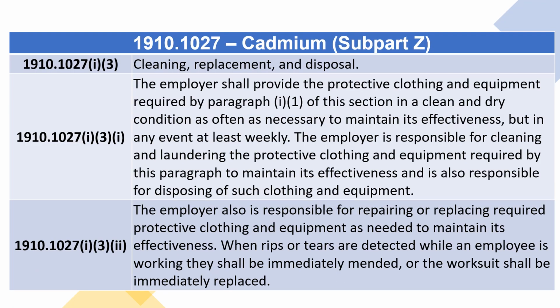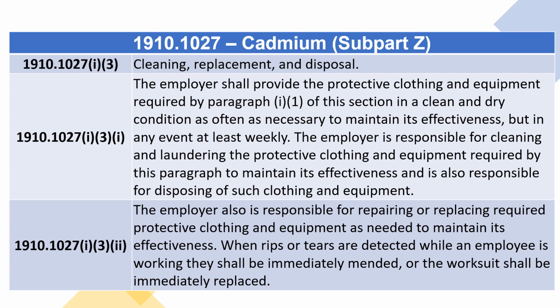1910.1027 I-3, Cleaning, Replacement, and Disposal. 1910.1027 I-3 I through 1910.1027 I-3. The employer shall provide the protective clothing and equipment required by paragraph I-1 of this section in a clean and dry condition as often as necessary to maintain its effectiveness, but in any event at least weekly. The employer is responsible for cleaning and laundering the protective clothing and equipment required by this paragraph to maintain its effectiveness and is also responsible for disposing of such clothing and equipment. The employer also is responsible for repairing or replacing required protective clothing and equipment as needed to maintain its effectiveness.